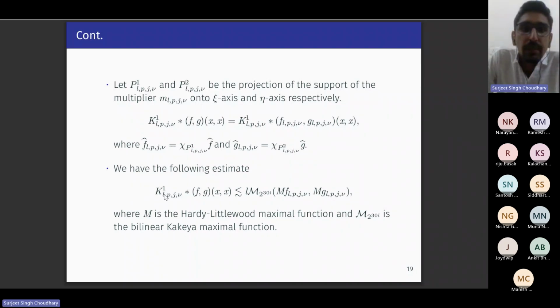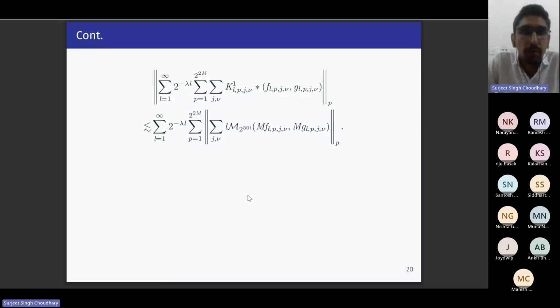And we prove the following estimate. We dominate this convolution of K1 with (F, G) by some constant times ℓ, times the bilinear Kakeya maximal function of order 2^{30ℓ}, evaluated at the Hardy-Littlewood maximal function M of F and the Hardy-Littlewood maximal function M of G. So we have proved this estimate, and then we prove L^p boundedness of the bilinear Kakeya maximal function, and that will give us the boundedness for the kernel K. Let me first assume the boundedness of the bilinear Kakeya maximal function and its vector-valued analog, and I'll state those results later.